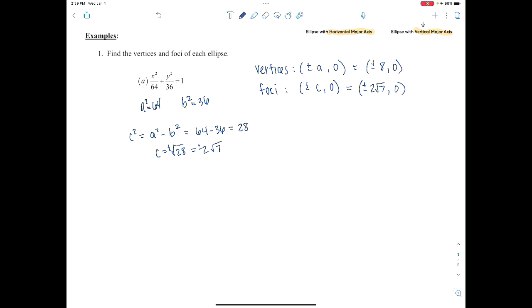Always reference back to the tables they provide you in the text. Those are really good to add to your notes. If you're creating a quick note card, that's where I would focus until you get the hang of recognizing what the vertex is or what the focus is based on what the equation looks like.